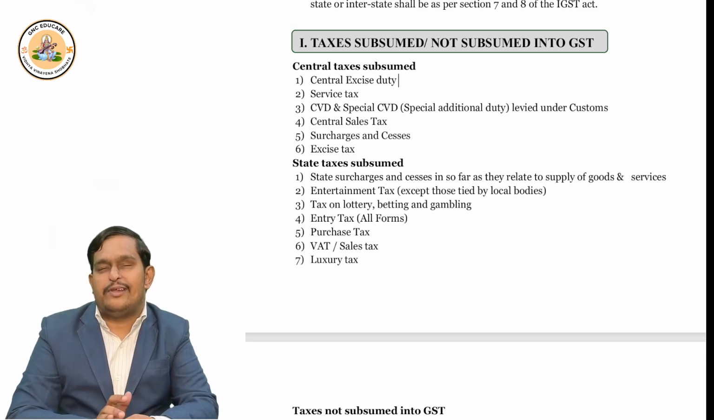Similarly, the state government levies property taxes. The state government also levies stamp duty, on which they levy taxes. Similarly, electricity cess. If you consume electricity, the government levies electricity cess.